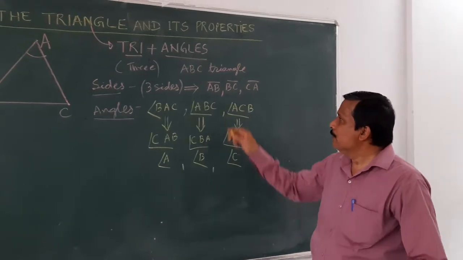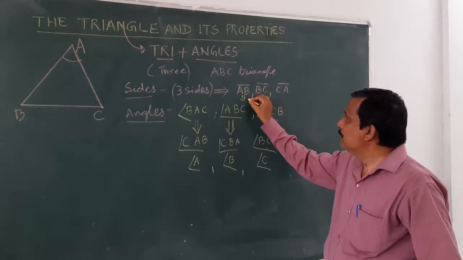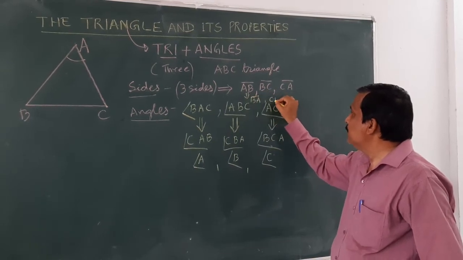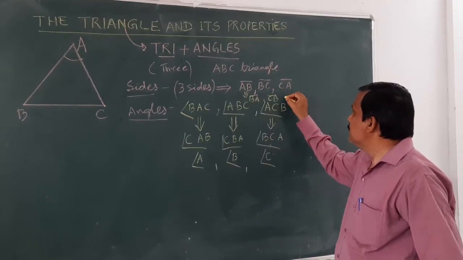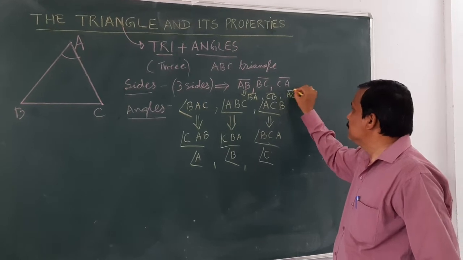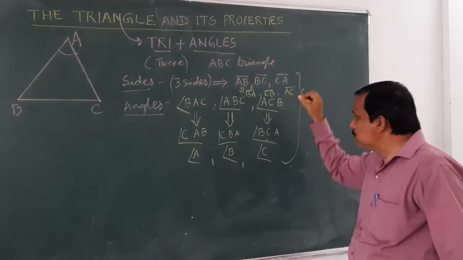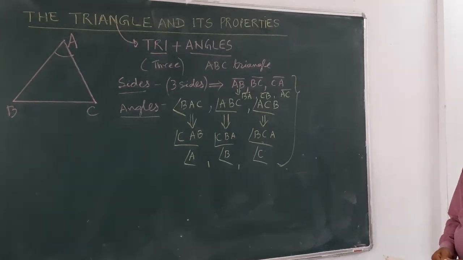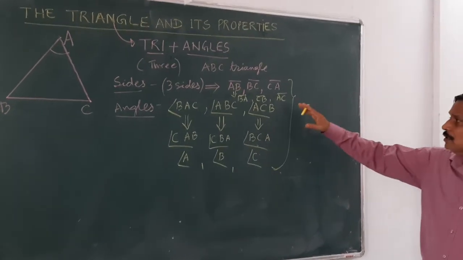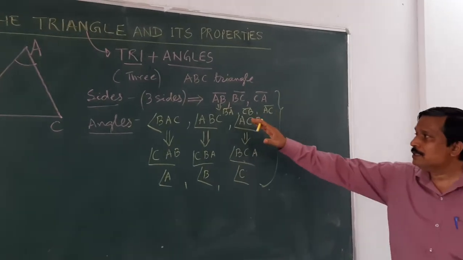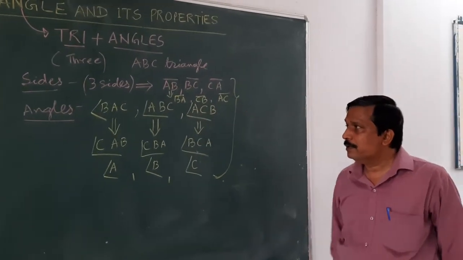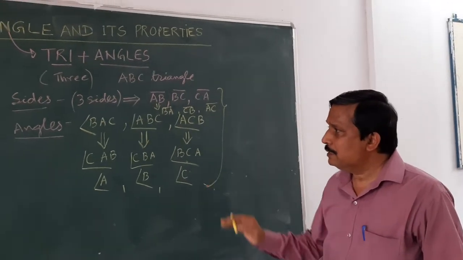Similarly, this AB side can be written as BA, then BC side can be written as CB, then CA side can be written as AC. So these are the various ways to write about the sides and angles. You should not get confused that in some books it is written as BA or it is written as AB. These are different ways of writing sides and angles.